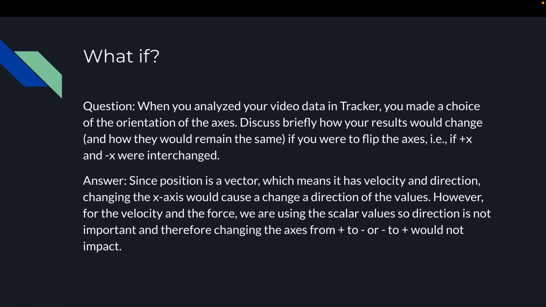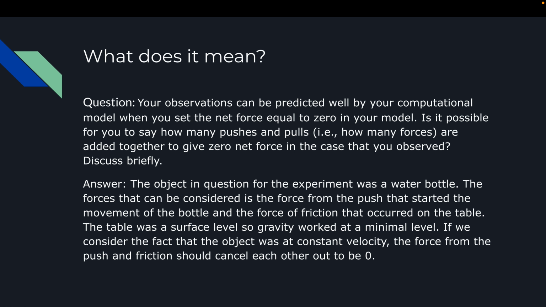Now, what if? We made a choice for the orientation of axes on these models. The question was what would change if you were to flip the axes from negative x to positive x? In this case, since position is a vector, it has magnitude and direction, so changing the x-axis would cause a change in the direction of values. However, for force and velocity in this case, we are considering scalar values, so direction is not important.